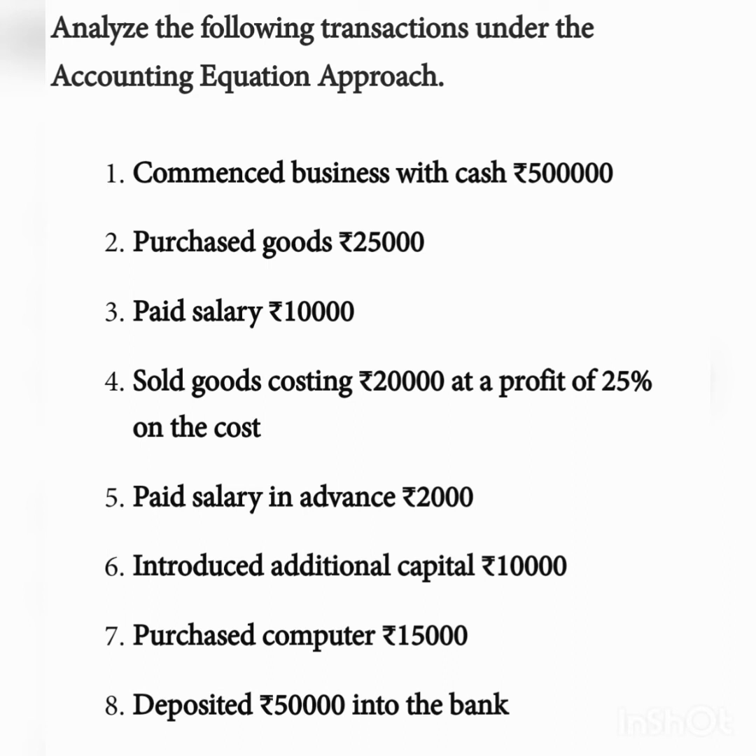Next transaction is sold goods costing 20,000 at a profit of 25% on the cost. That means first we want to calculate the selling price. Here the cost price equal to 20,000. Then profit element equal to 25% on cost, that is 1 by 4 on cost. 20,000 into 1 by 4 equal to 5,000 is the amount of profit. Then calculate the selling price. Selling price equal to cost price plus profit. So the selling price equal to 20,000 plus 5,000, 25,000 is the selling price.